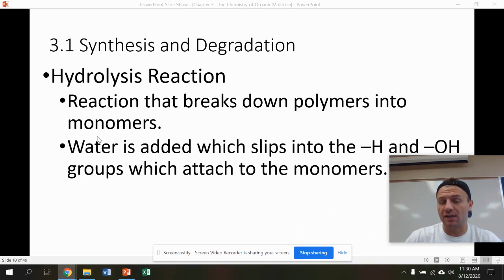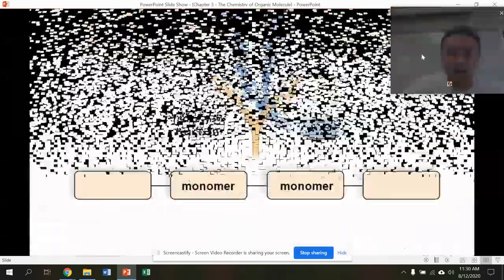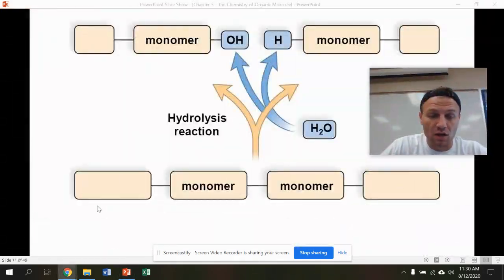So think what happened in dehydration synthesis. We took out water and we put monomers together to form a polymer. This is the reverse reaction. You're taking a polymer, you're adding water in, and you're going to break these monomers up. So you can see here it says water is added, which splits into H and OH and detaches the monomers between the polymer. Let me show you what this reaction looks like. We're taking this polymer here, we're adding in water. Now that water is going to split and you're going to get a hydroxyl and a hydrogen group. These monomers then have been split through this hydrolysis reaction.